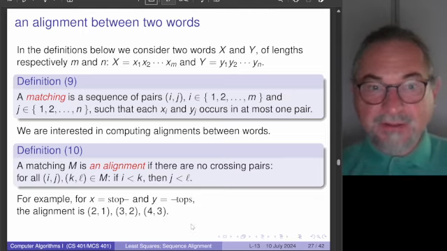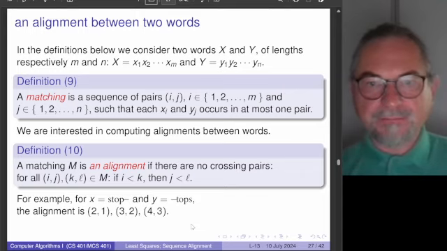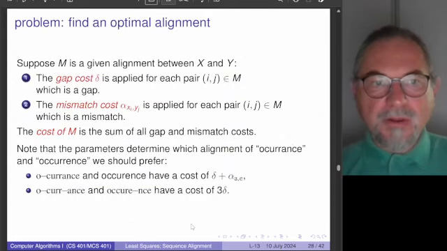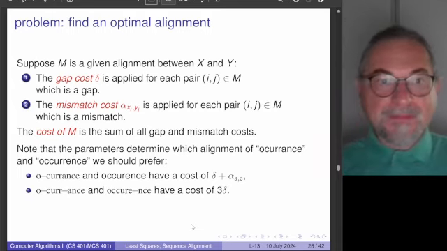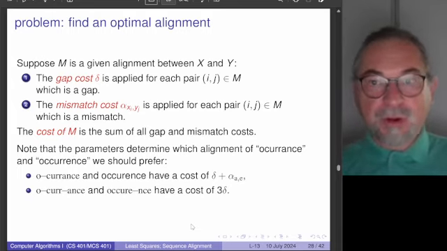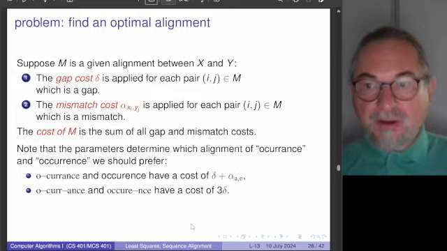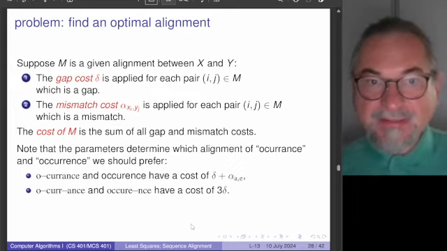Okay, so this defines formally what we now mean by an alignment. It's a sequence of pairs that define a matching where there is no crossing. Okay, so we can now formulate our problem. We want to find an optimal alignment. Optimal means that we minimize something.